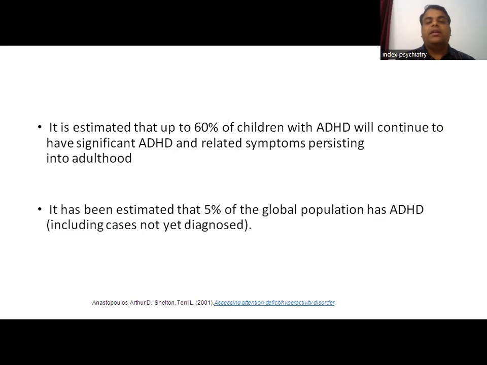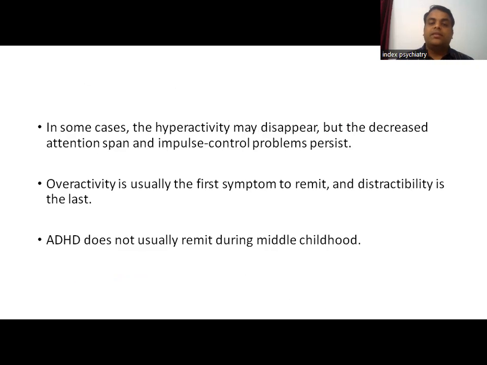It is estimated that up to 60% of children with ADHD will continue to have significant ADHD and related symptoms persisting into adulthood. It has been estimated that 5% of the global population has ADHD, including cases not yet diagnosed. In some cases, the hyperactivity may disappear, but the decreased attention span and impulse control problems persist. Overactivity is usually the first symptom to remit, and distractibility is the last.